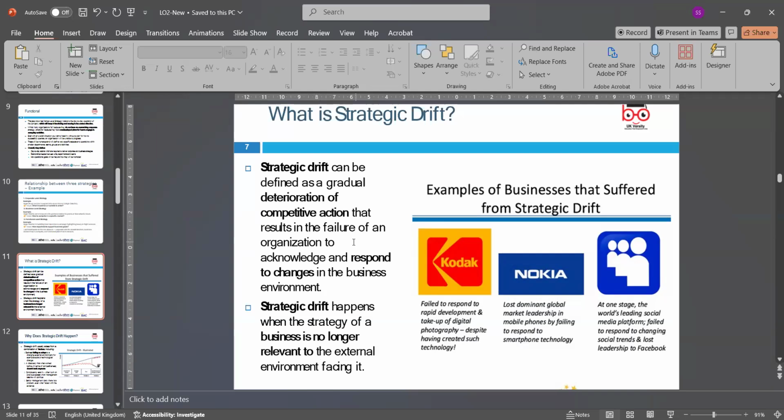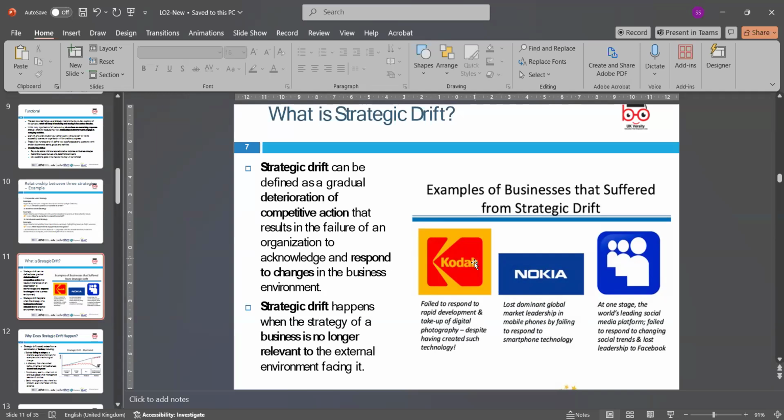Then what happens? You stay behind in the market. If we take the example of Nokia, they didn't respond to smartphone technology in time. There is the example of Kodak and social media also. These companies didn't respond to the external environment.